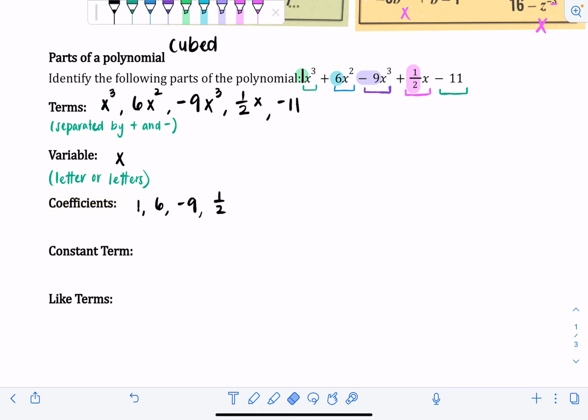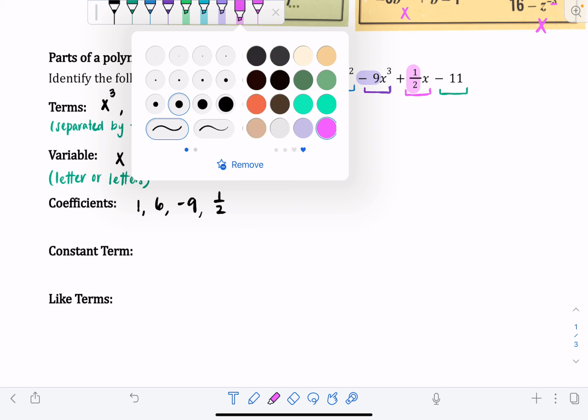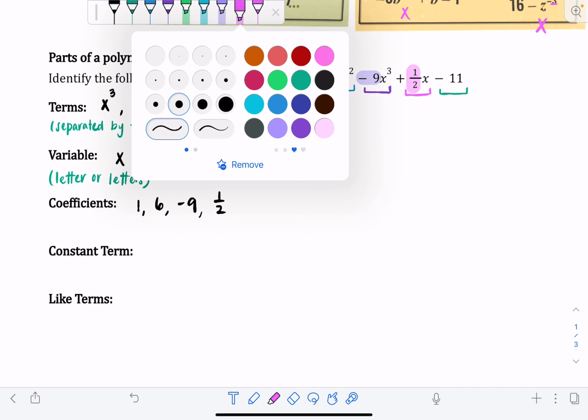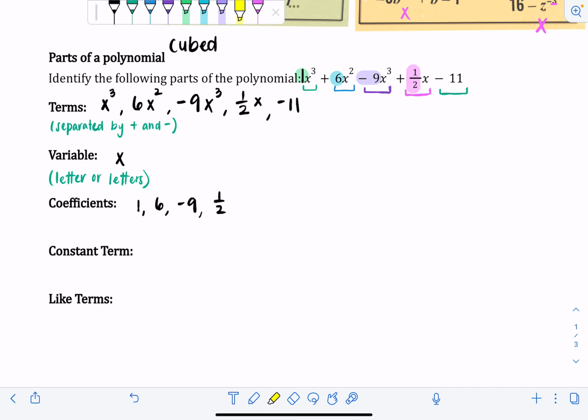Okay, and the next one, the constant term, we've talked about this. We talked about it at the very beginning. But the constant term is just the term without a variable attached to it. So it's just a number, basically, a number that's completely by itself. So in this case, that's the 11, negative 11, because we have the minus in front of it. So the constant term is negative 11.